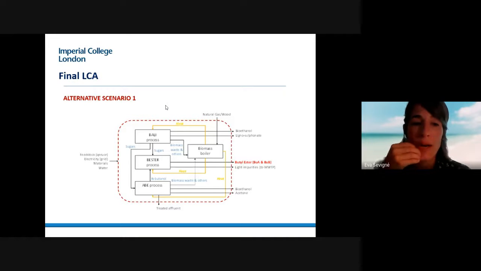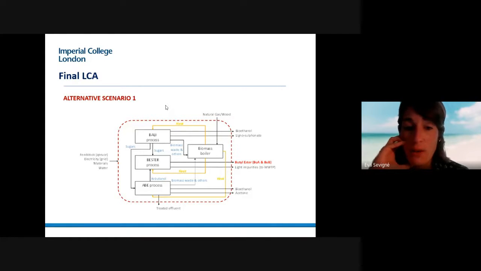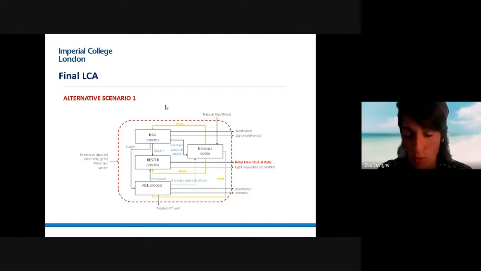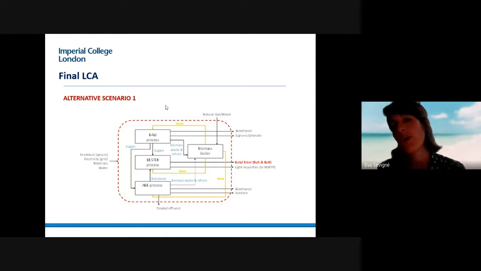And we have also evaluated our baseline scenario, but also 2 alternative scenarios. In the first alternative scenario, we included into the system boundaries the production of the biobutanol. So instead, the idea was to substitute the butanol that was used in the Bester process with biobutanol. And the butanol, as I told you before, is produced by one of our partners in the US.